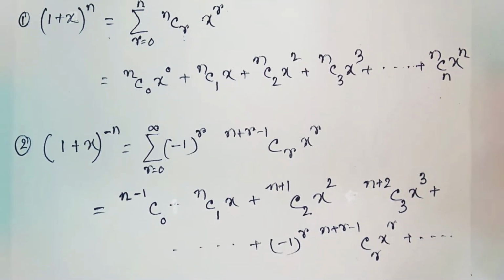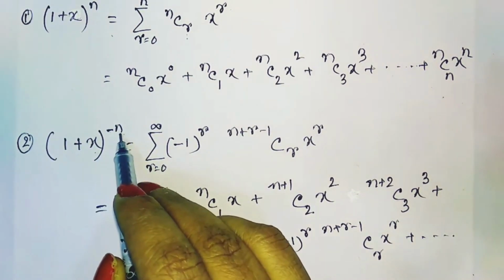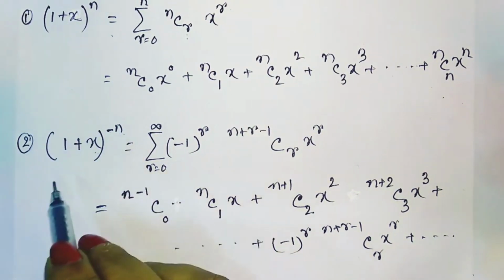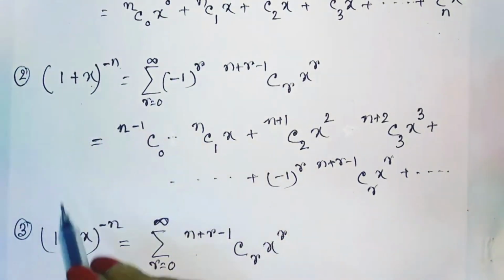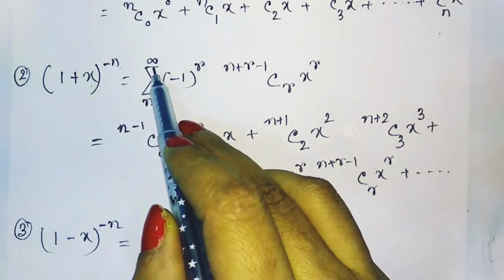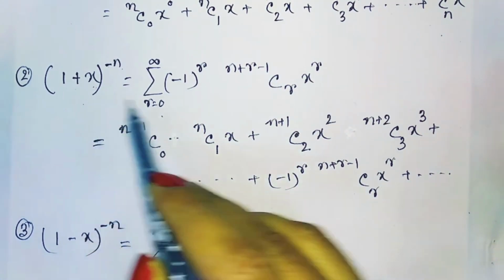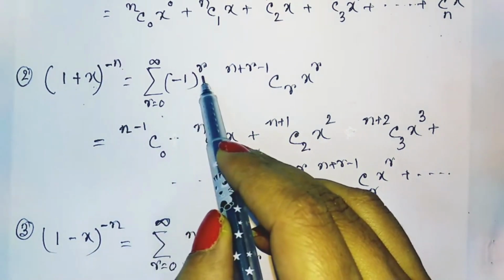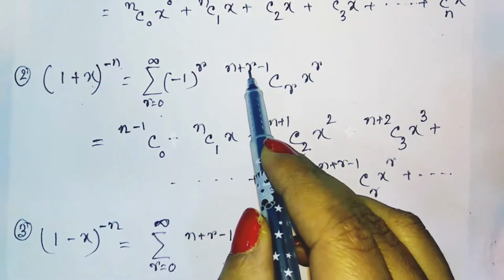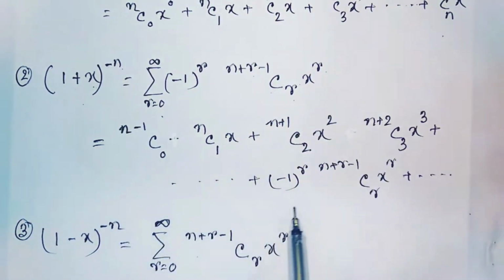Now there are a few more general series which we use very often. Among these, one of the most important is (1 + x) to the power minus n. n may be 1, 2, 3, 4, anything. If it is so, then according to the binomial, we will find this series as summation r from 0 to infinity, remember, because these are all infinite series, of (-1)^r times (n + r - 1)Cr times x^r. If we expand it, we will find it so.